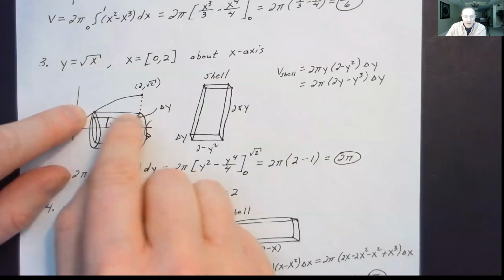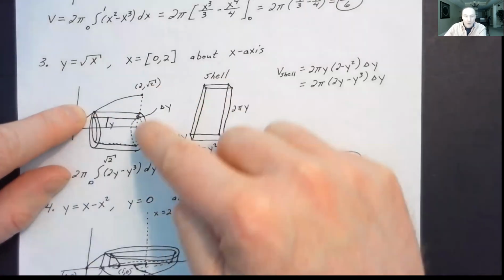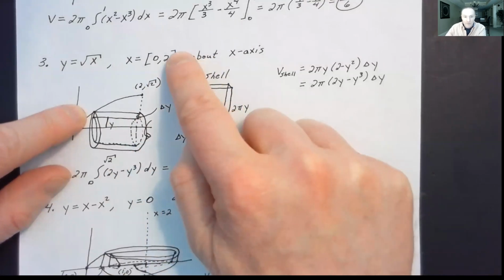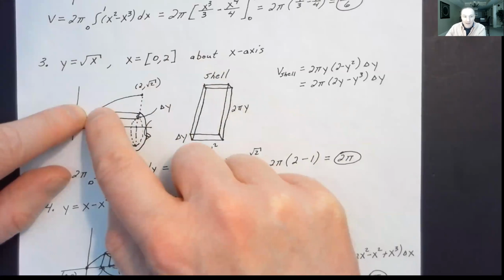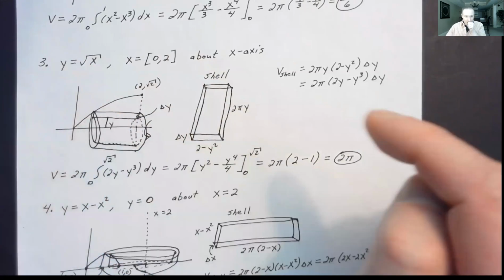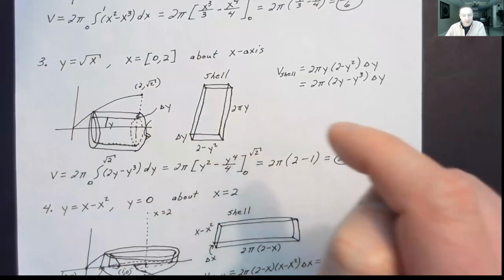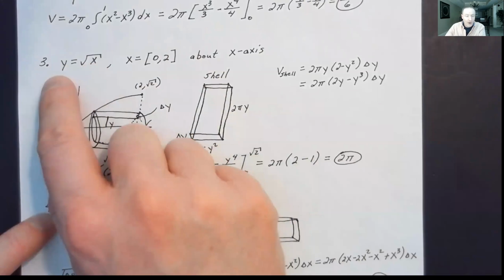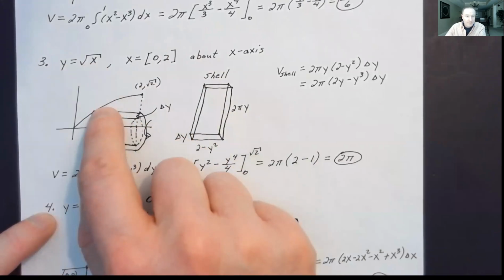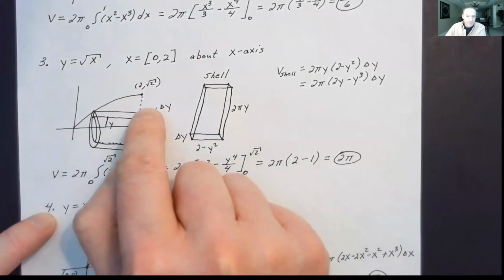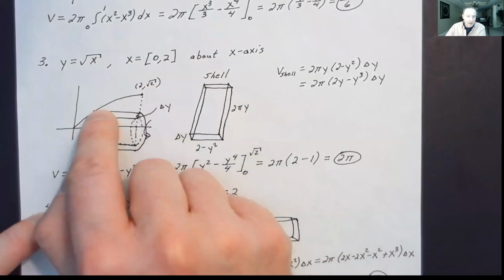How am I going to get to that? Well, I know that the right-hand side is always given by x equals 2. The left-hand side is, well, our function was y equals the square root of x. We know that that's the same thing as x equals y squared. So I can say this function is just x equals y squared here. So notice, I'm going to call the height of this 2 minus y squared.